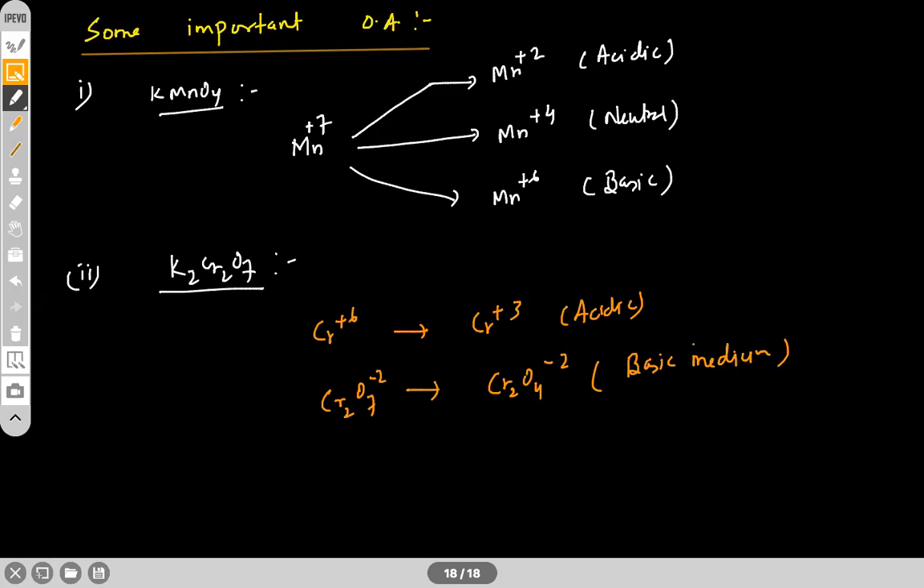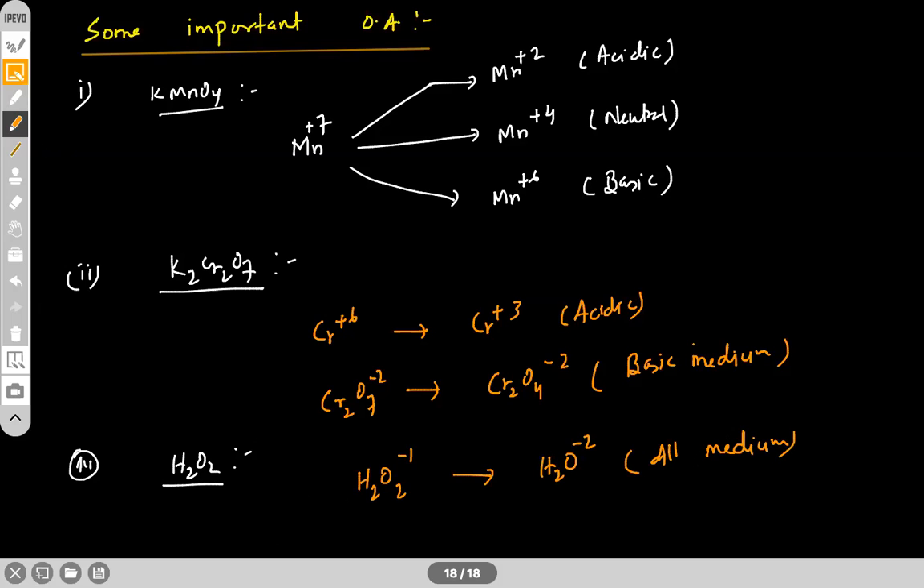Third one is H2O2. H2O2 is hydrogen peroxide, with -1 oxidation state, and it converts into H2O, that is -2, in all medium.